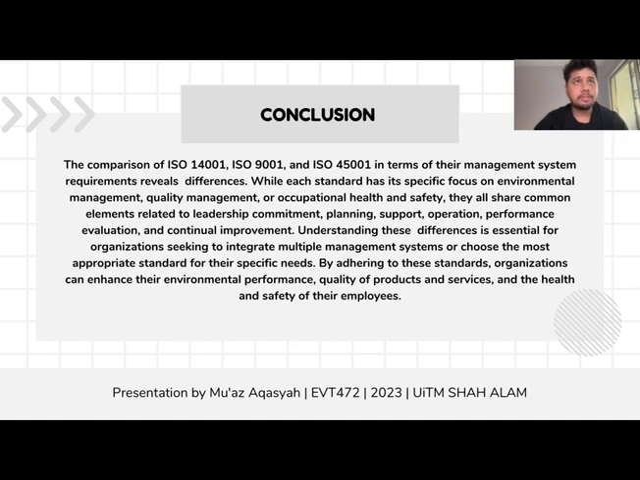For the conclusion, the comparison of ISO 14001, ISO 9001, and ISO 45001 in terms of their management system requirements reveals differences. While each standard has its specific focus on environmental management, quality management, or occupational health and safety, they all share common elements related to leadership commitment, planning, support, operation, performance evaluation, and continual improvements. Understanding these differences is essential for organizations seeking to integrate multiple management systems or choose the most appropriate standard for their specific needs. By adhering to these standards, organizations can enhance their environmental performance, quality of products and services, and the health and safety of their employees.